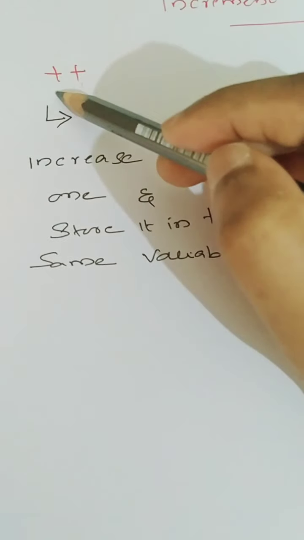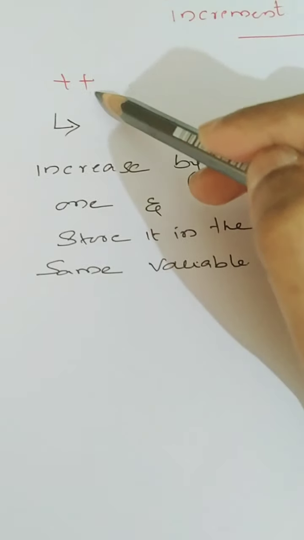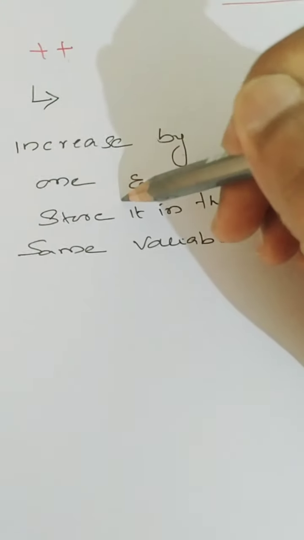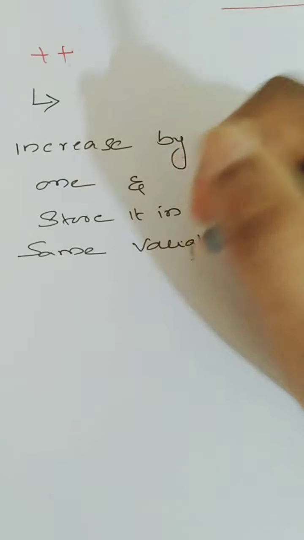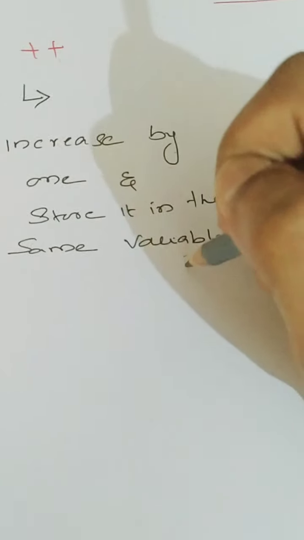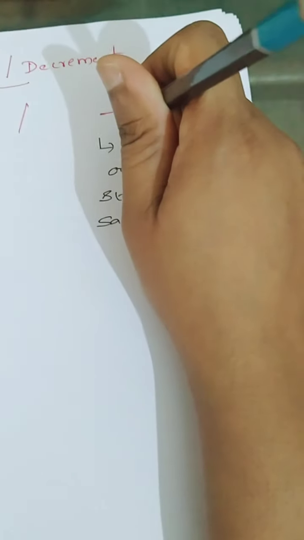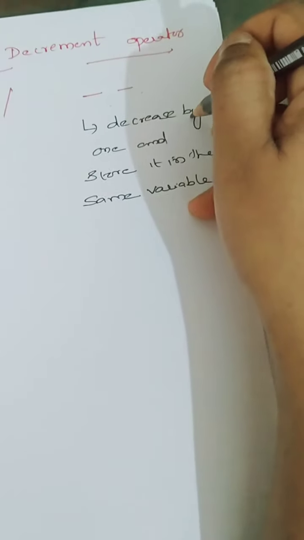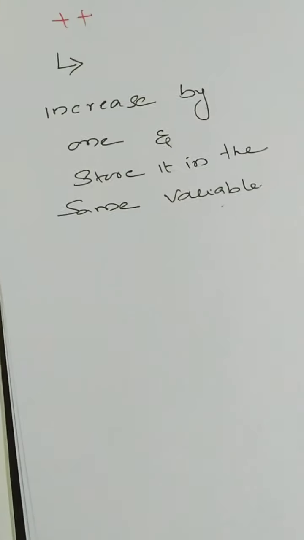So if you have plus plus in front of any variable or in back of any variable, it means increase it by 1 and store it in the same variable. If you have minus minus in front of any variable or after the variable, then it means decrease by 1 and store it in the same variable.